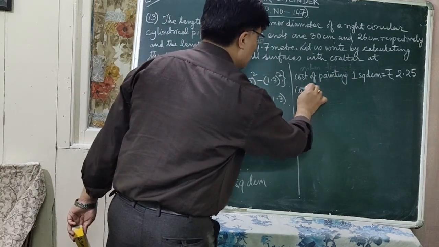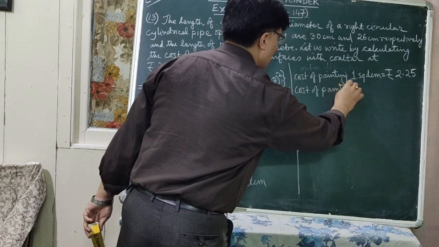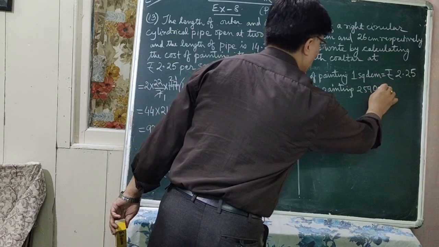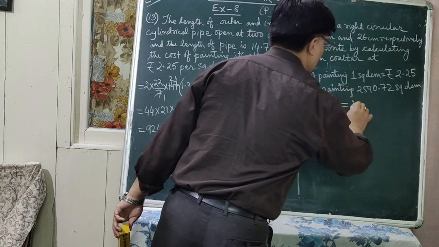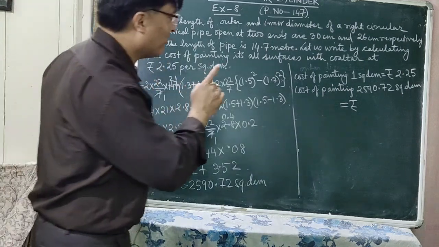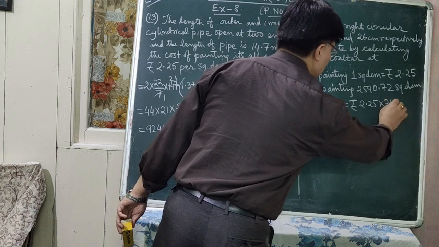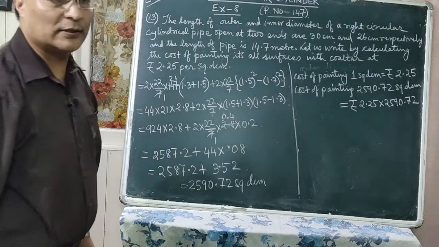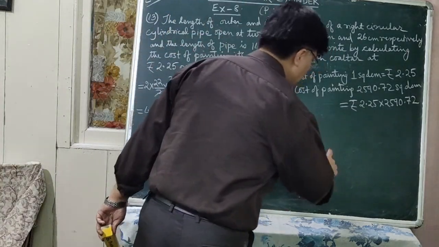Okay? So cost of painting 2590.72 square decimeter is equal to rupees what? 2.25 should be multiplied by 2590.72. So I think you have understood it. So let us multiply it. So we have multiplied this. Okay, sir?